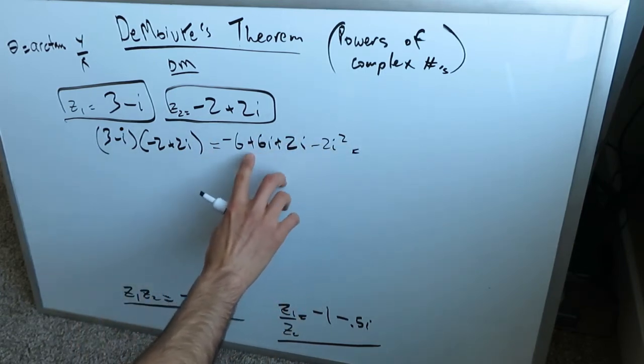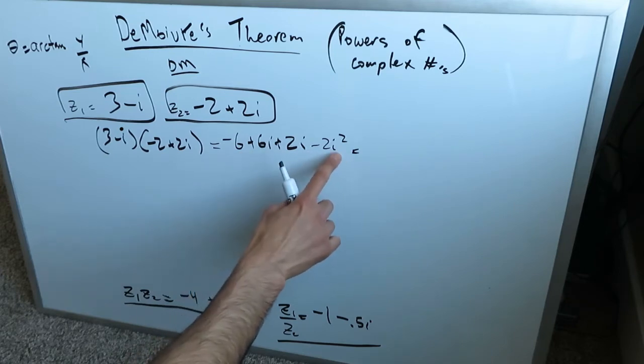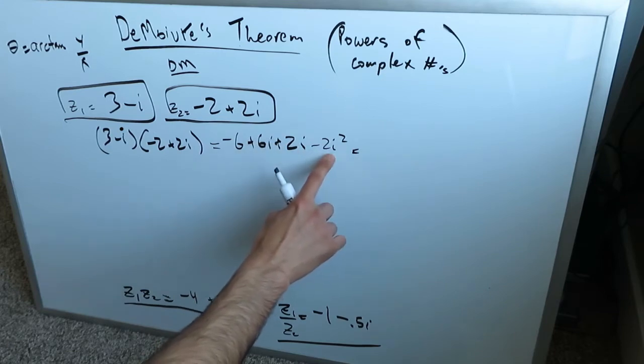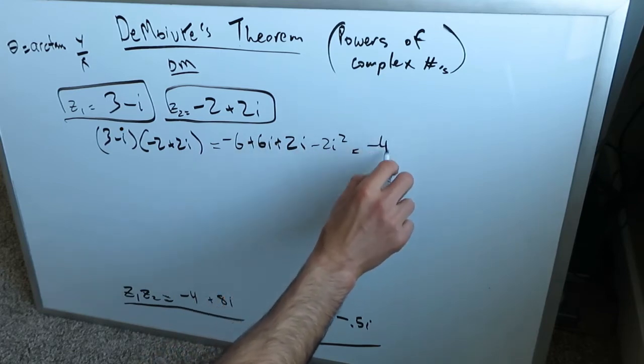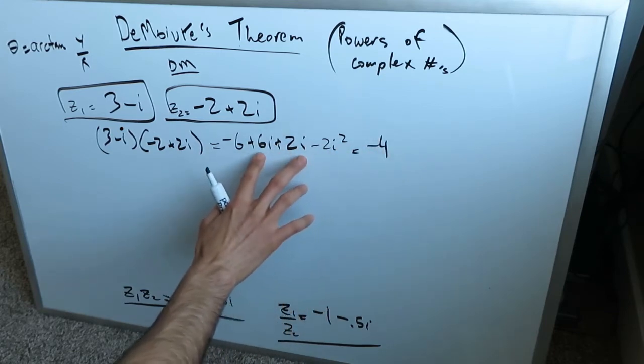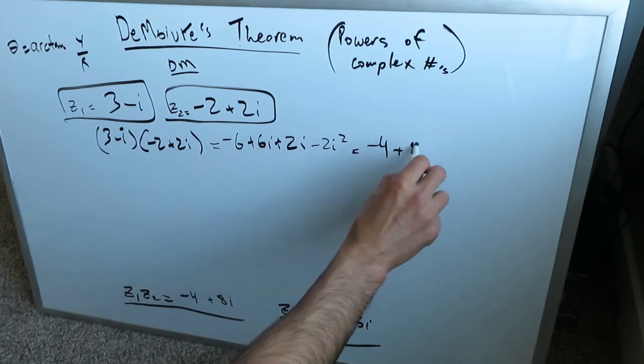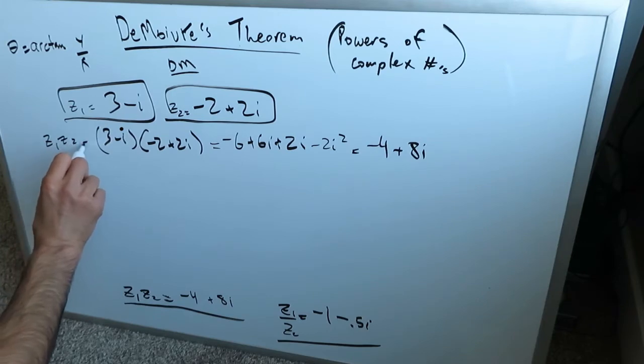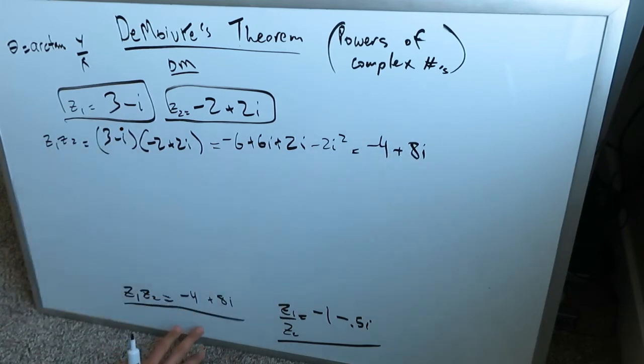Minus, let's look at this. Minus 2i squared, by means of this i squared, becomes a plus 2. Minus 6 plus 2 is a minus 4. See, minus 6 plus 2 is a minus 4. And 6i plus 2i is a plus 8i. So the product of the two complex numbers z1 and z2 yielded this, which also matches what we have here using a more elaborate process.